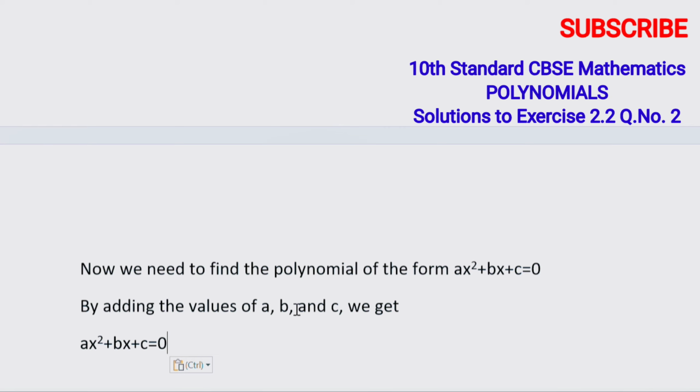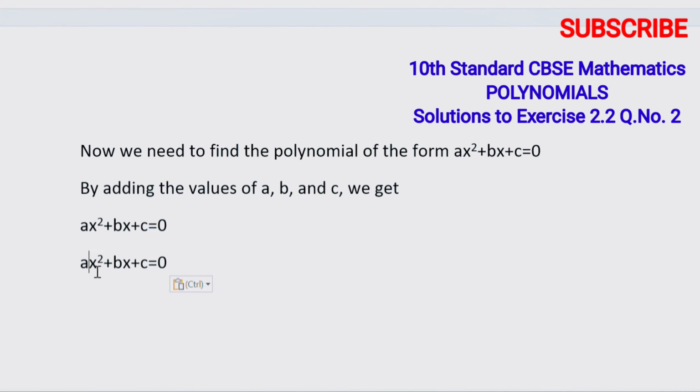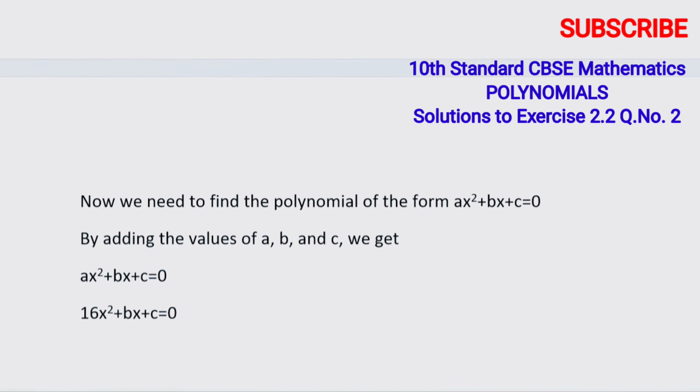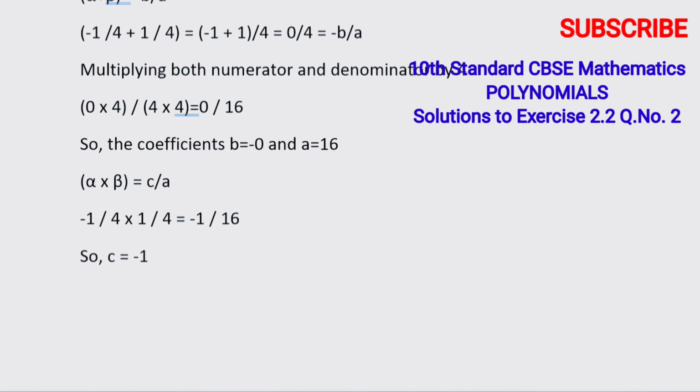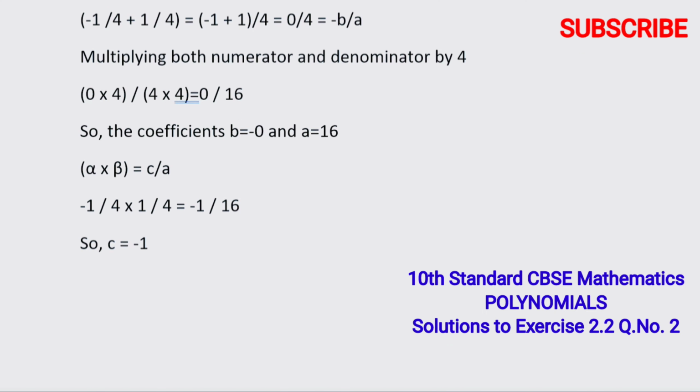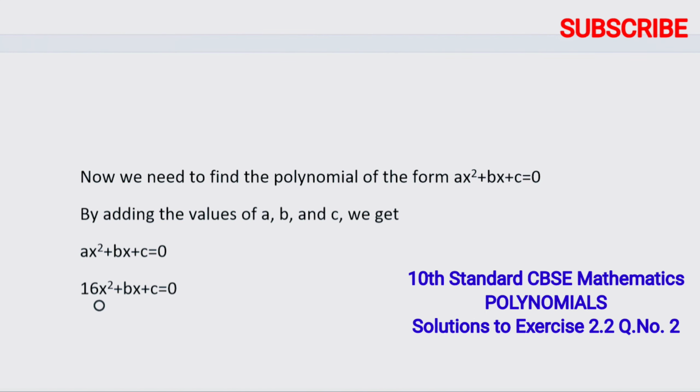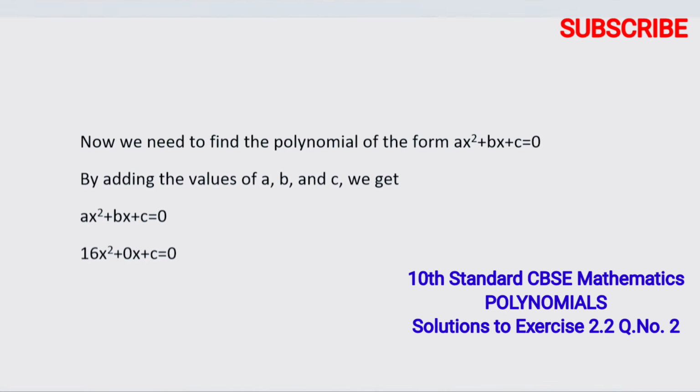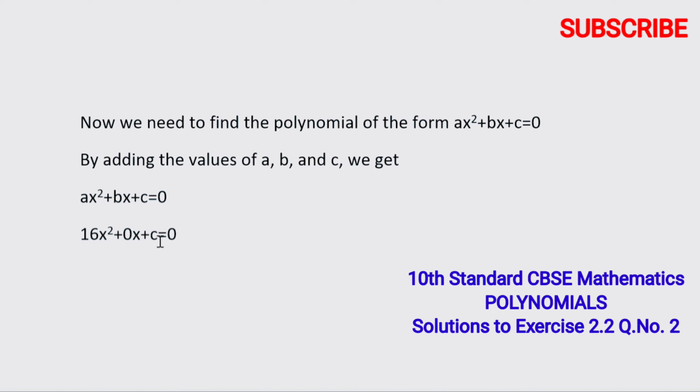See, we need to find the polynomial of the form ax square plus bx plus c. So now we have to add the values. What is the value of a? The value of a equals 16. Value of b, how much? The value of b equals 0. And c, what is the value of c? Equal to minus 1.